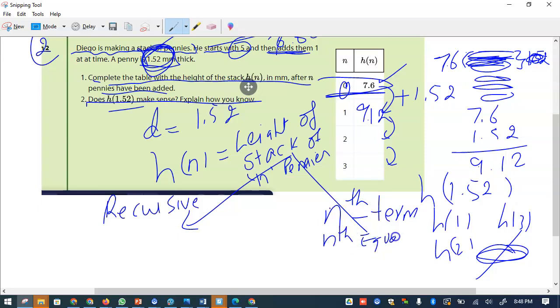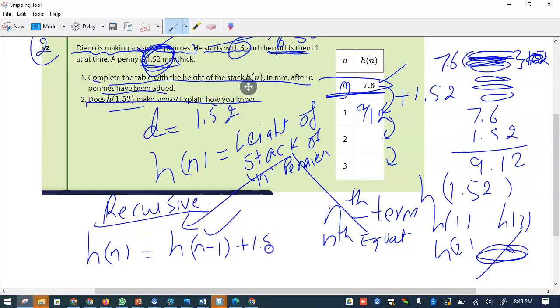So how will we write? And again, I repeat, this time we have height. So recursive means the height of n pennies is always, you have to see what is the height of the previous, n minus 1. So this basically means the one before, h of n minus 1, and then you are adding 1.52. And this is for n greater than or equal to 1.